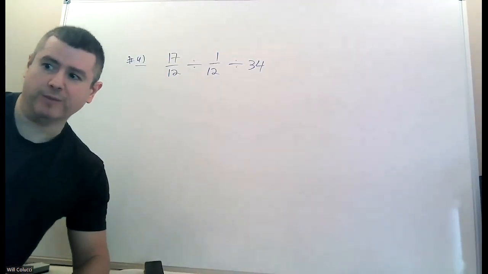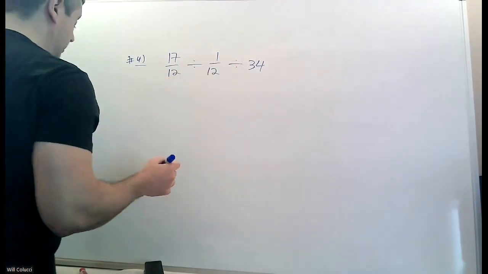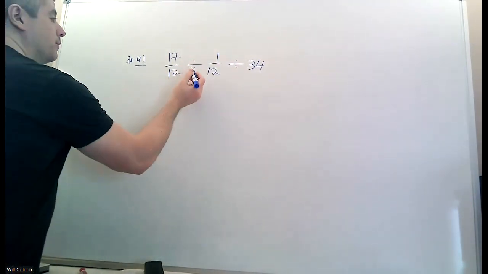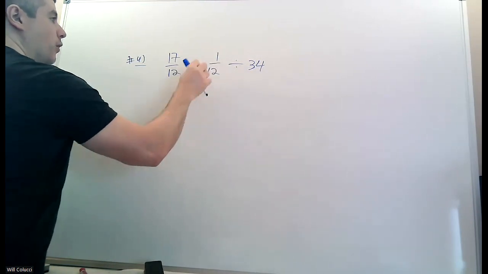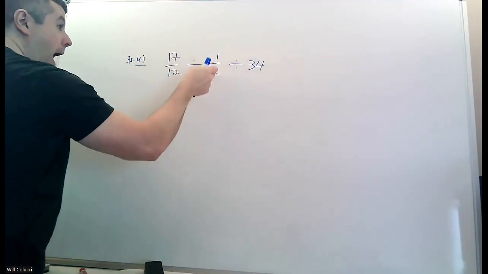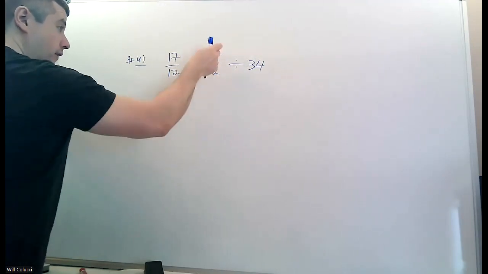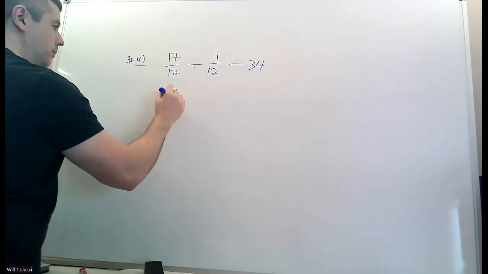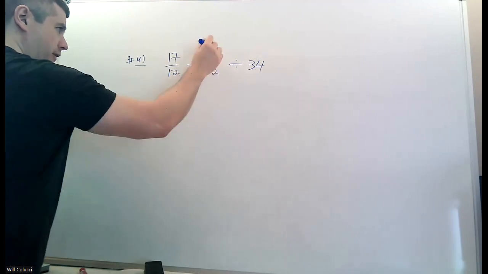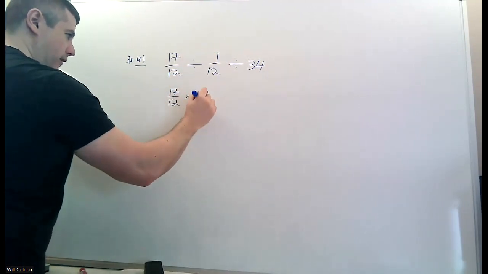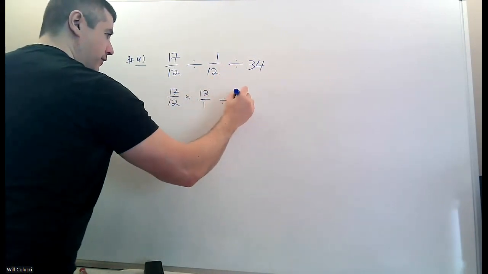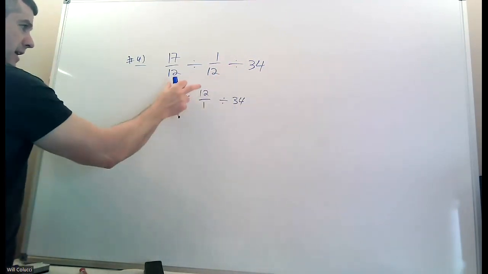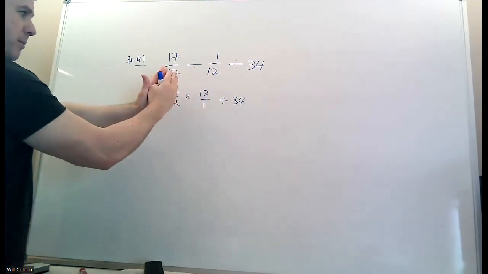Okay, finally a division 1. Double division 2, not even. So the rule was to keep, change, flip, right? The one that you're dividing by, 1/12, that's the one that flips. So change this to multiplication, flip this over. That becomes 12/1. You have to write the 1? No, you don't. Now I still have divided by 34 there. Now, same thing. Here's your multiplication. This would become one number.